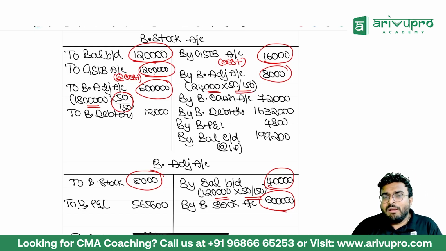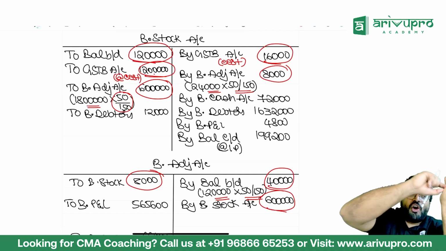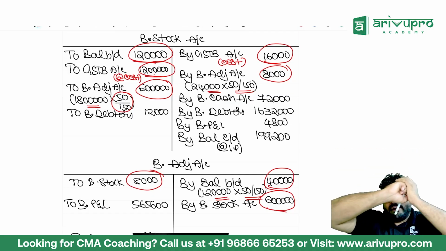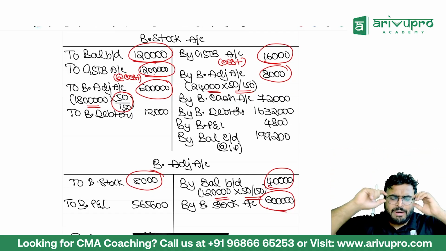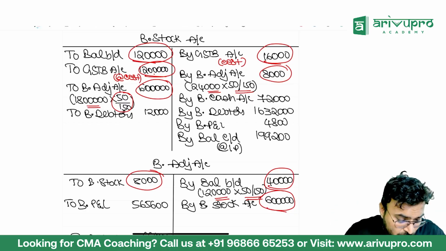So when the stock is sent, stock will increase by the invoice price. Cost you put to the goods sent to branch, and the adjustment part, the profit, you put into branch adjustment account.